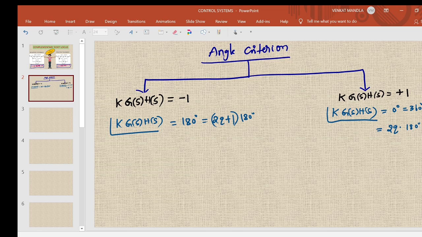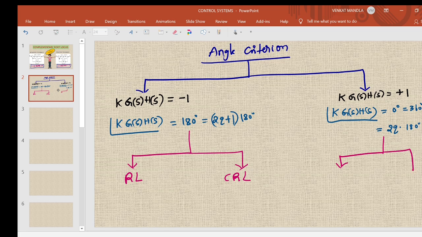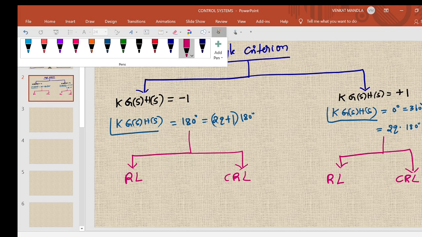If the angle criterion is 180 degrees, then I can draw both root locus and complementary root locus. If the angle criterion is 0 degrees or 360 degrees, or even multiples of 180 degrees, I will draw both complementary root locus and root locus. What is root locus? I will define these two terms, root locus and complementary root locus.